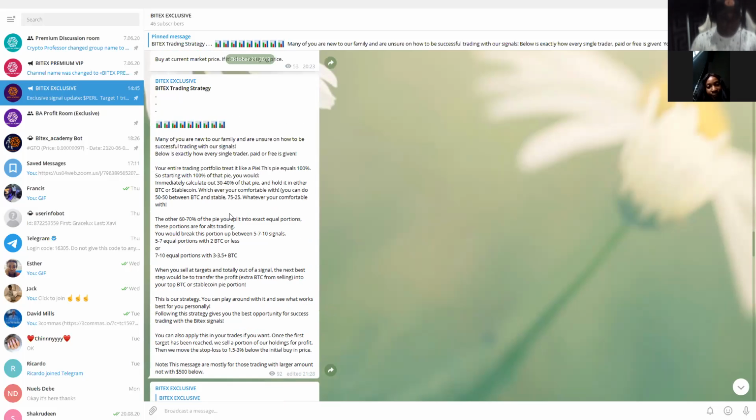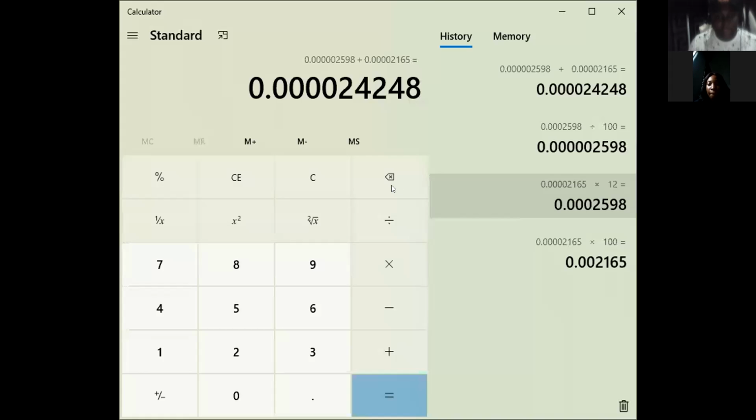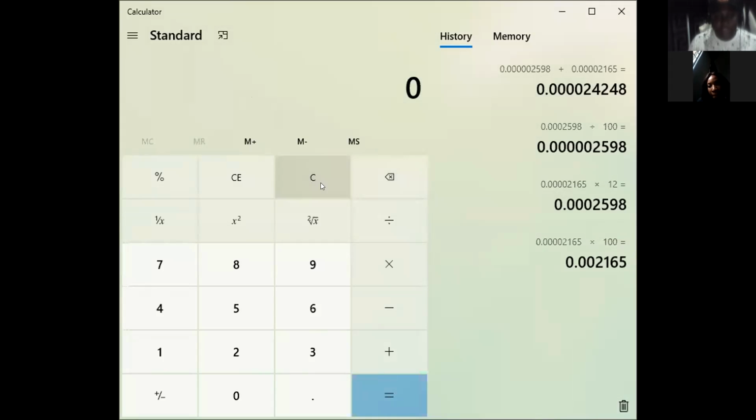Now let's do this calculation. Let's go to our calculator. Where is our calculator? Okay. Now, let's say you have 1.0 BTC. This means you have only one BTC. And you want to take out 70%. Okay, let's use 60%. Are you getting my point? Let's use 60%.